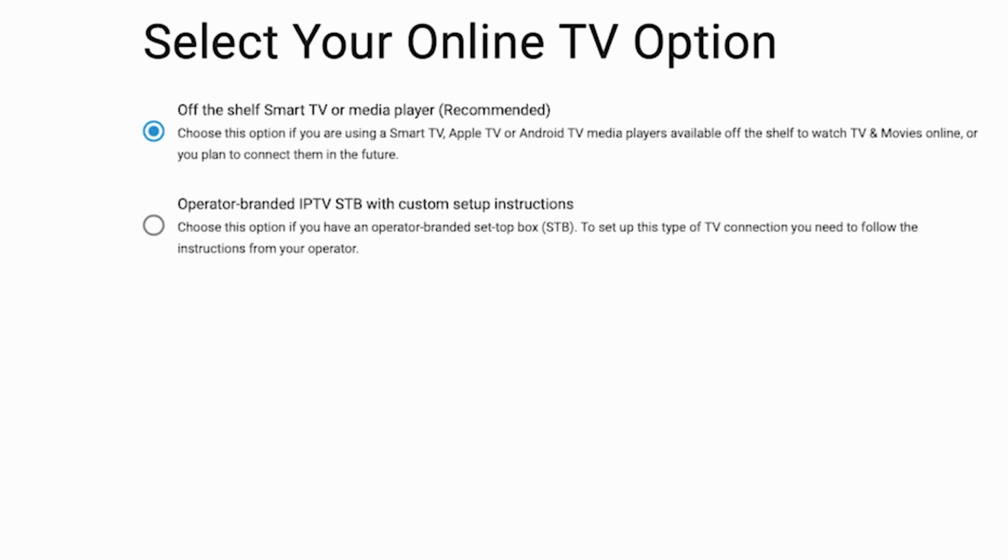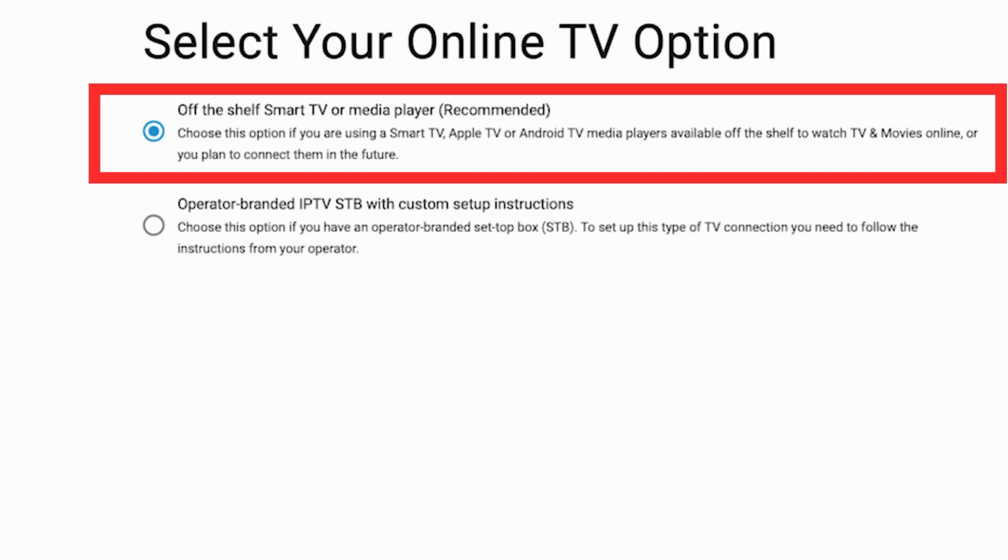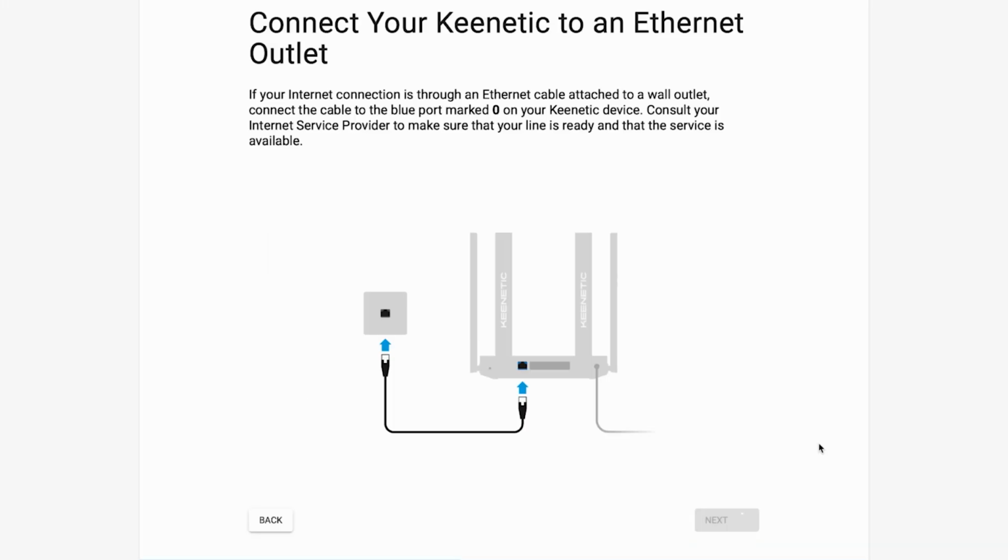Next, you need to choose your online TV option. This information can also be found in your contract with your internet provider. If you do not know what to choose, select this option. It is the most common option. And click the next button. Click the next button again.